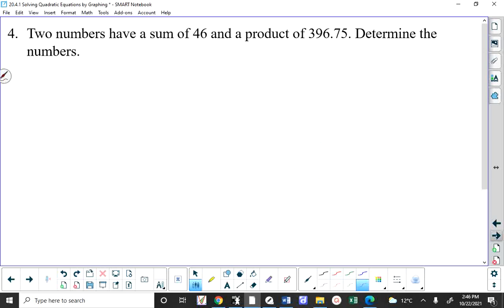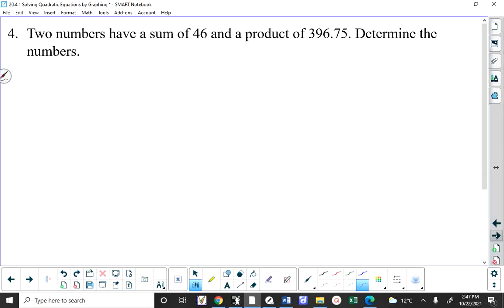Okay, final question. Oh, a word problem, because, you know, who doesn't want to do a word problem on a Friday afternoon? Two numbers have a sum of 46 and a product of 396.75. What are the numbers? What is this doing in this lesson? Well, it turns out to solve this, we're going to create an equation to describe the relationship between the numbers. And it turns out that when we simplify that equation, it's going to be quadratic.